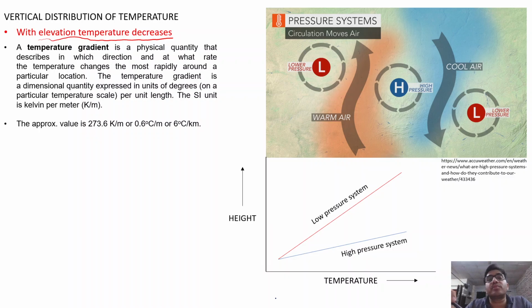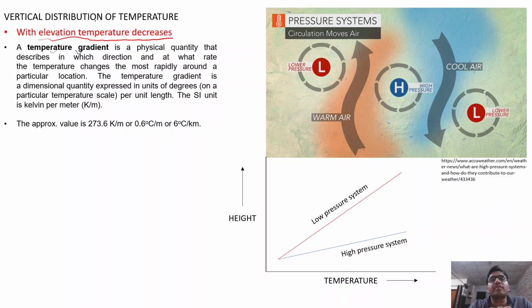Is it a direct relationship that as you go up in the atmosphere the temperature will always decrease? It is not like that. It's a very complex process, and there are a lot of variations, as the factors that control this change in the temperature are numerous. So first let us have a look at this term, temperature gradient.